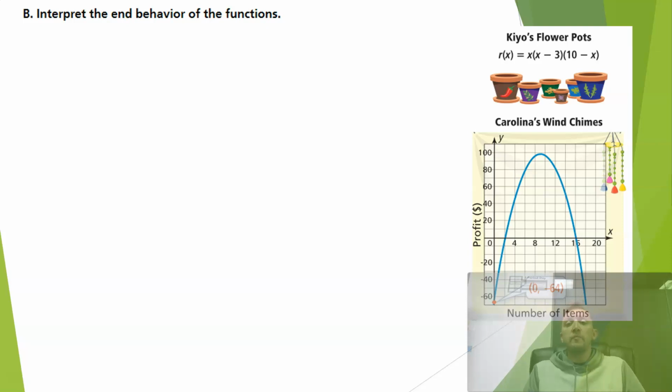Now we're going to interpret the end behavior for both of these. We can see the end behavior for Carolina pretty easily. We can see that both ends go down. So as x approaches infinity, because that's really what we care about, since x represents the number of wind chimes that she sells, as she sells more, the profit is going down. So that's not a good thing. I wonder what Keo's profit function looks like.